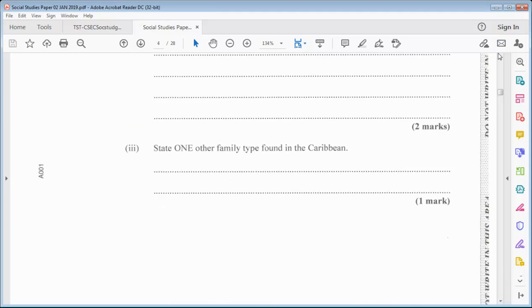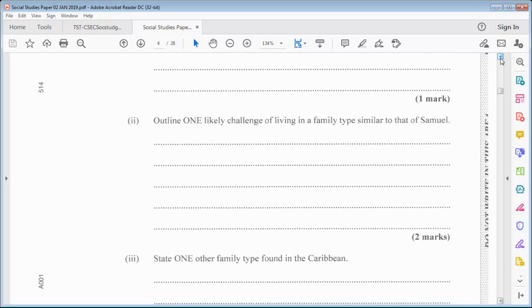Let's go on to the second part of this question, the A part. It says, outline one likely challenge of living in a family type similar to that of Samuel. So we're going to outline one challenge of living in an extended family. So what are some challenges? Well, one challenge of living in an extended family is that if clear lines of authority are not established as to who is the main figure or the authority figure in the home, then there can be conflict when it comes to decision making.